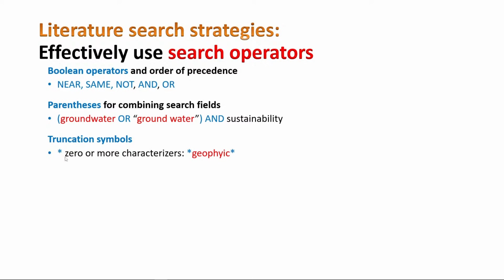Truncation is simple. The asterisk is zero or more characters. So here, geo and physics, that will include anything like hydrogeophysics, hydrogeophysical, bio hydrogeophysics. So any number of characters here. The question mark would be only one character. If you use the dollar sign, it would be zero or one character. So if you're looking for different types of PFAS, for example, that will give you either zero or just one character.